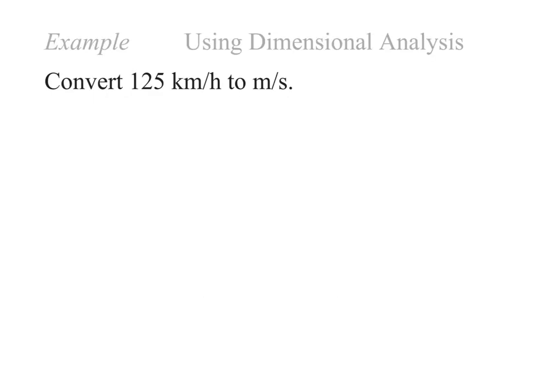So let's look at this example. It says convert 125 kilometers per hour to meters per second. You want to set this up with the numerator as it's given to you, 125 kilometers. That "per" tells you that you are now putting it in a fraction, 125 kilometers per 1 hour. And we want to convert it to meters per second. So we're going to start with the kilometers and the meters.